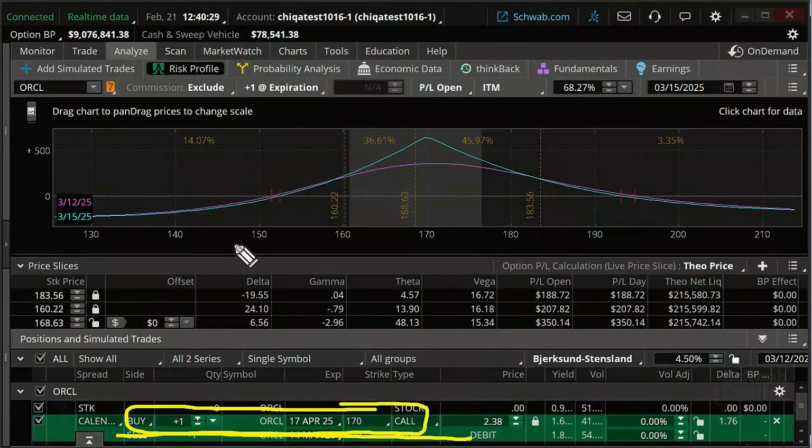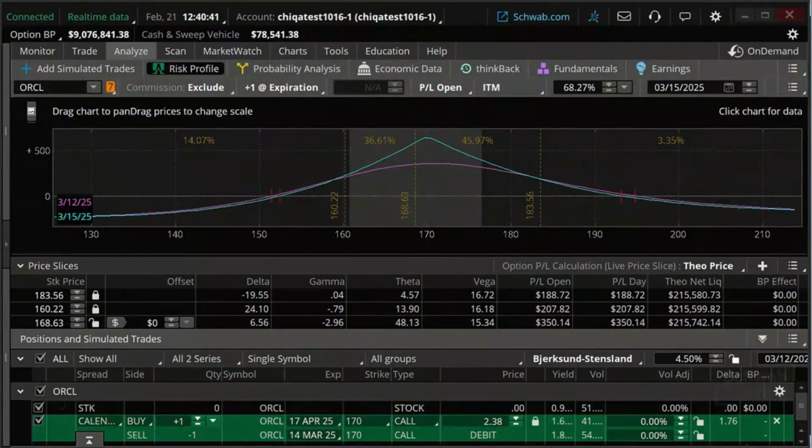All right, question in the chat. Is this also a diagonal? This is not a diagonal. Diagonals have different strike prices. This has different expiration dates, just like a diagonal, but it has the same strike, so this is a calendar spread. All right, so let's see, what else do we want to talk about? We talked about probabilities already. You can adjust those probabilities.